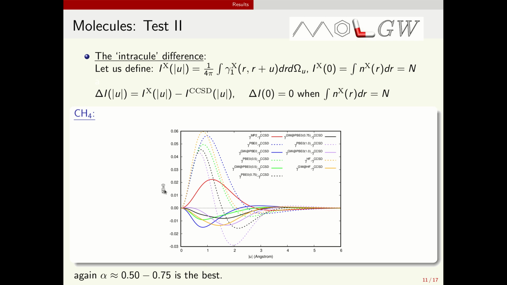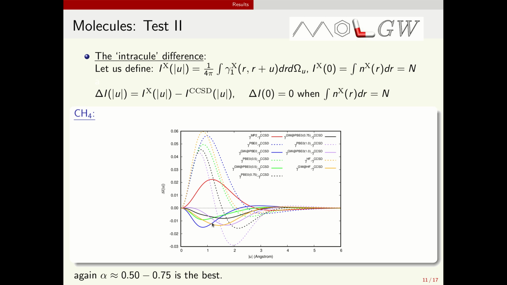In the case of CH4, we have plotted this intracule difference against modulus u, and in dotted lines, we have plotted the results obtained from constant DFT calculations, PBE0 again, with different hybridization schemes, and also Hartree-Fock. And then with solid lines, we have plotted the results obtained with our GW approximated density matrices. As we can see, there is always an improvement with respect to constant DFT calculations.